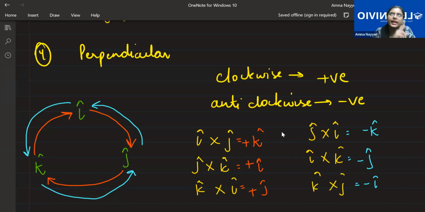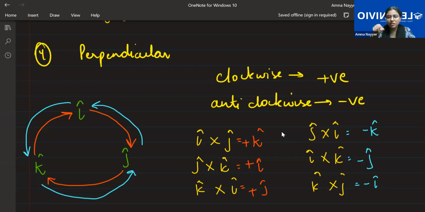If I ask you K cross J, K cross J is anti-clockwise, so minus I cap, like this. You can remember. Or if I ask you, let's say, I cap cross K cap, you imagine IJK. I cap cross K cap: you are moving anti-clockwise, so it will be minus. What is left? What is not given? J cap. So minus J cap.